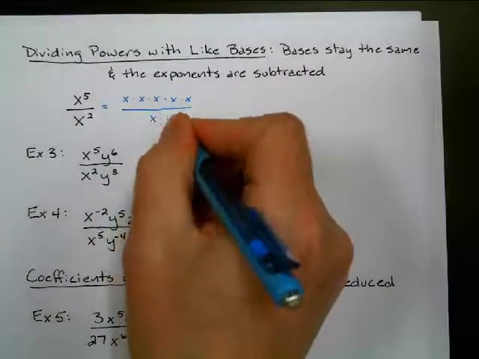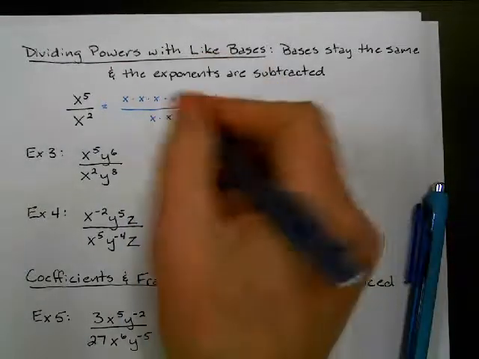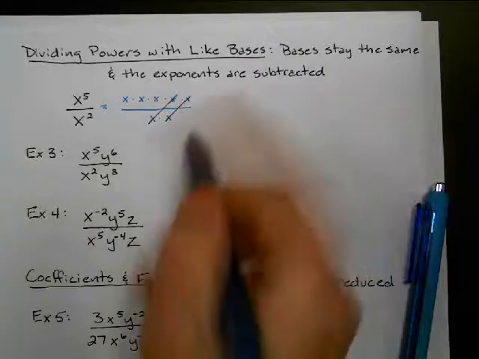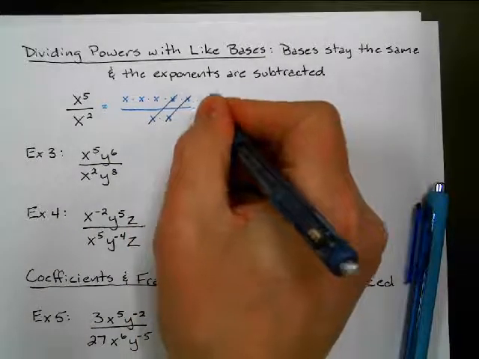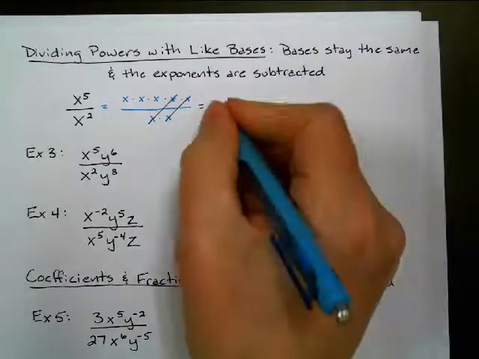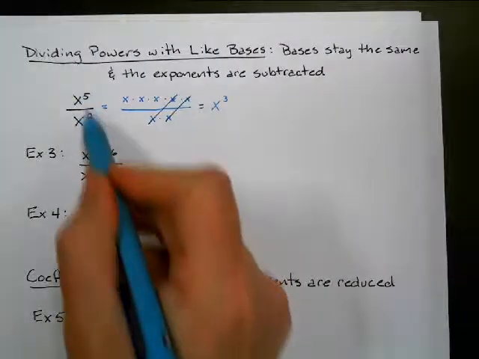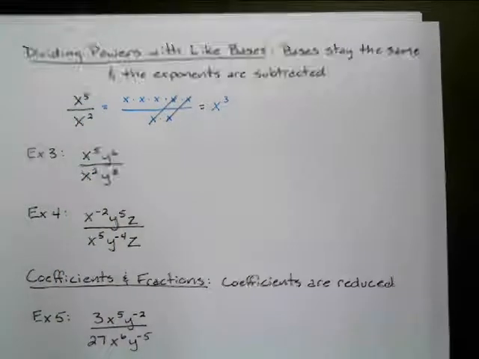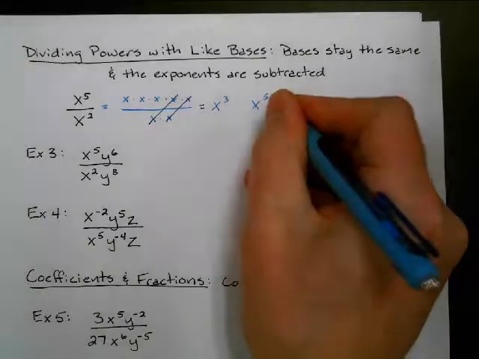Now, what we can do here is we can reduce this x and this x, this x and this x, and what we're left with is x to the third on top. Basically what we're doing is we're subtracting 5 minus 2 and getting x to the third up there. So this would be x to the 5 minus 2, which is x to the third.